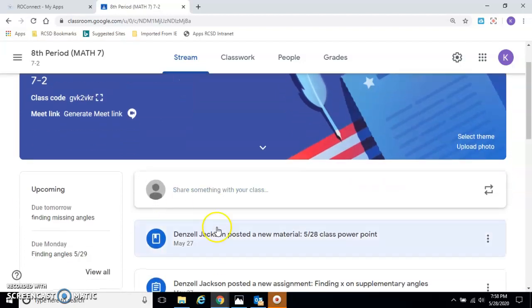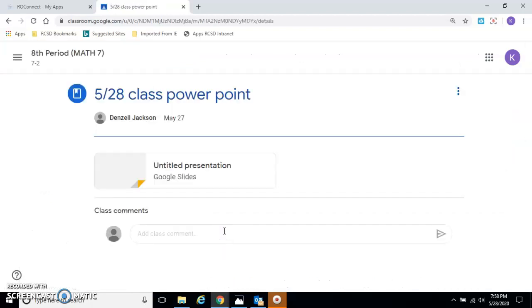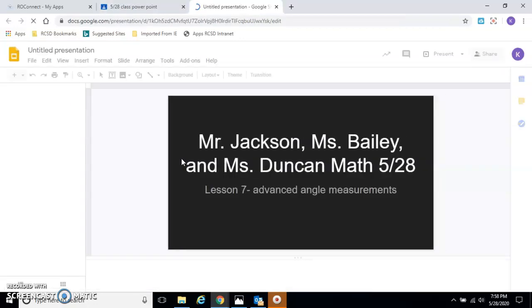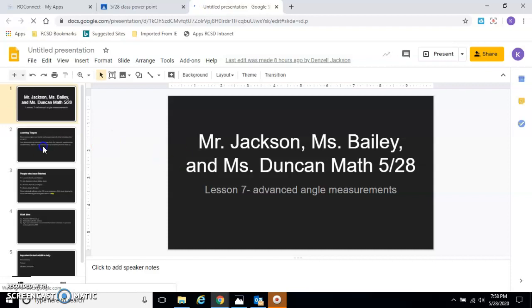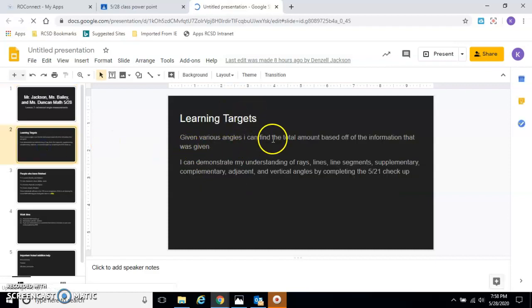I'm going to go over what you might have missed if you missed math class today. Today is May 28th. So if I open this up, it just has our learning targets and everything in here. Given various angles, I can find the total amount based off of the information that was given.